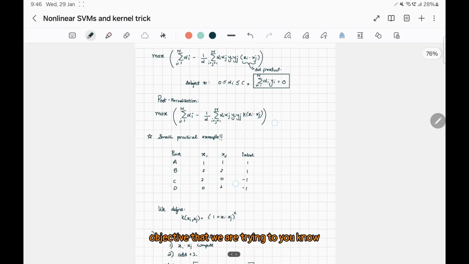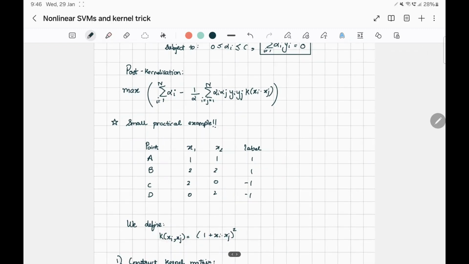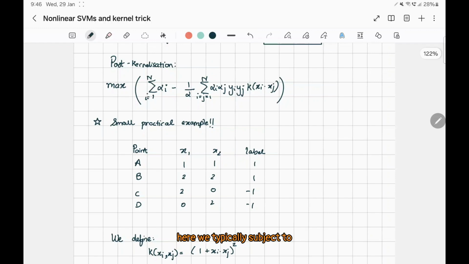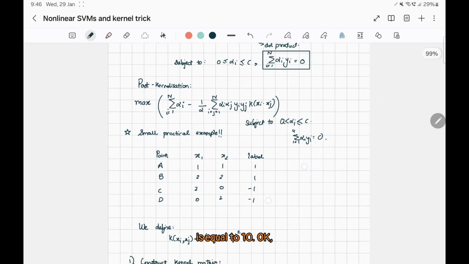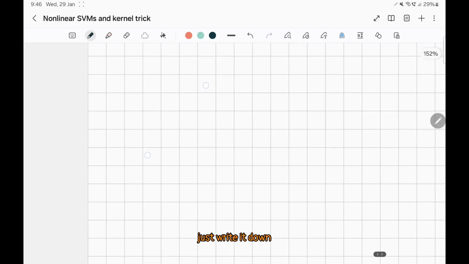And remember, if you remember, this is our objective that we are trying to maximize, and here we typically subject to the constraints. For our example, n would run to 4 and i would start at 0. We typically choose C to limit how large alpha i can get, essentially controlling the margin softness, and let's assume C is equal to 10. Just write it down.